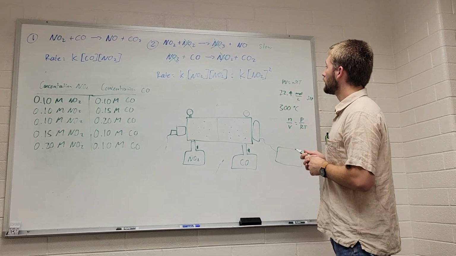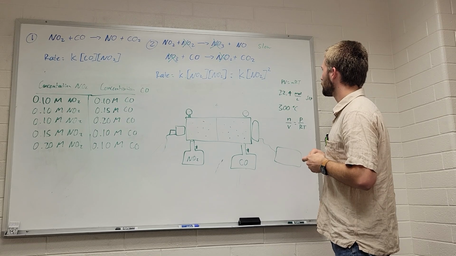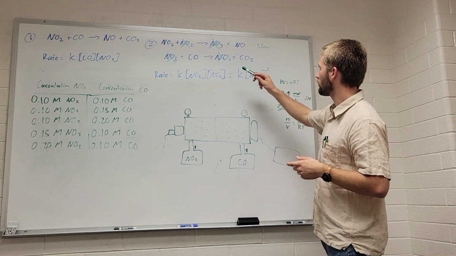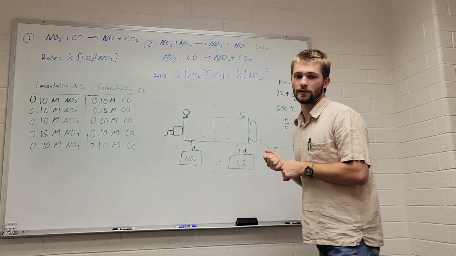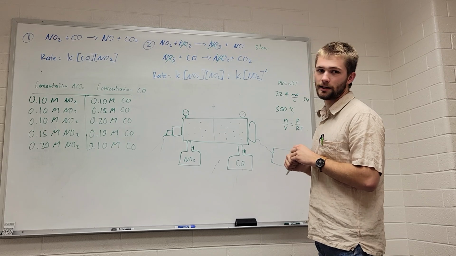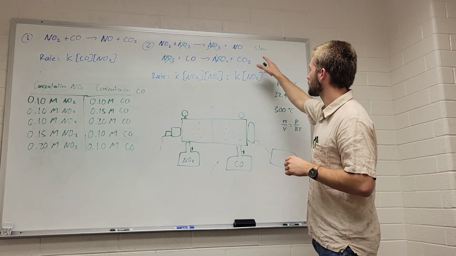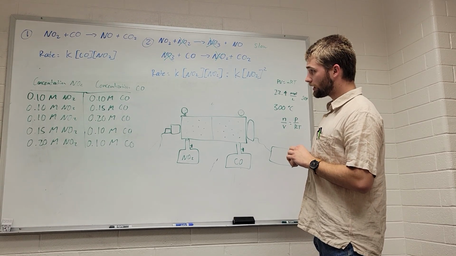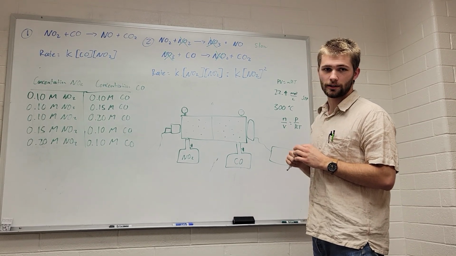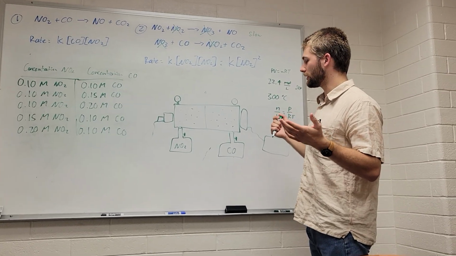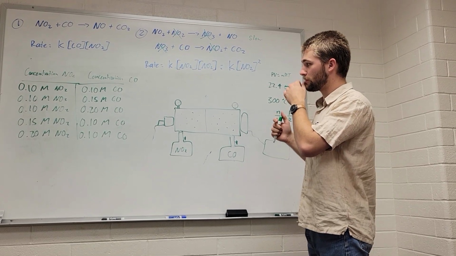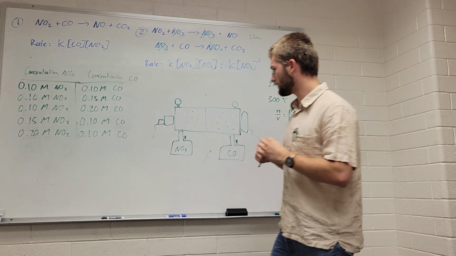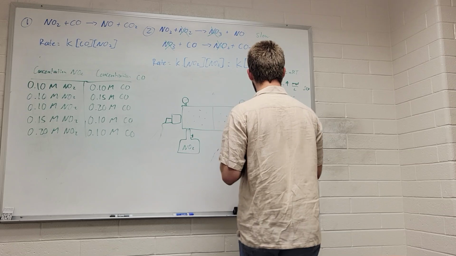So in this one, it's second order in NO2 and zeroth order in CO, because it's not really relevant how much carbon monoxide is there, since that step is really fast. This is the slow step, the one that we care about. So now that we've determined some theoretical rate laws, we have to experimentally determine which mechanism of reaction is correct.